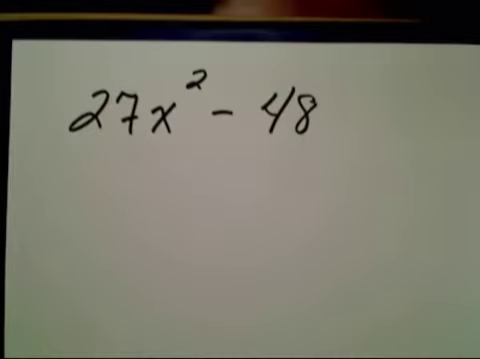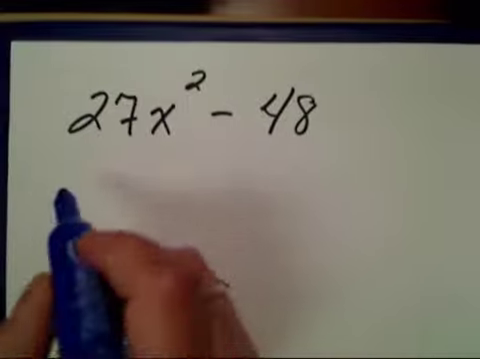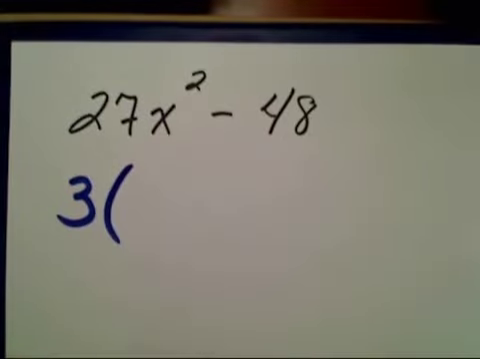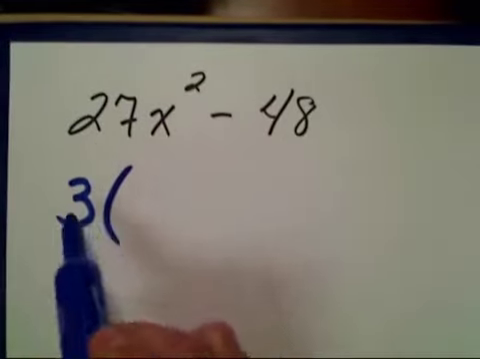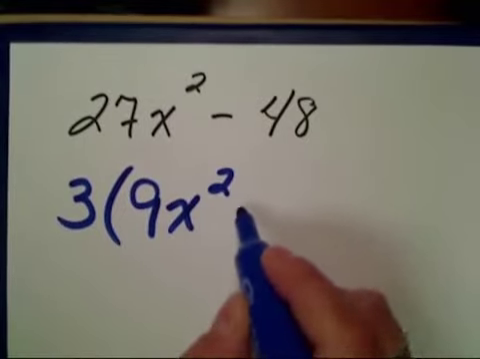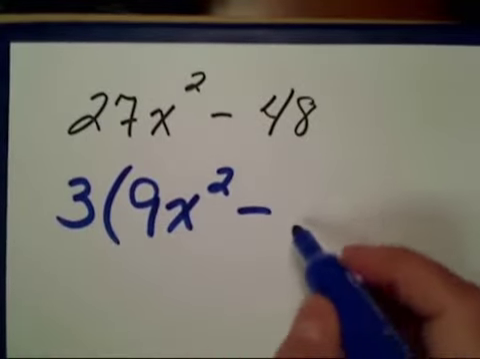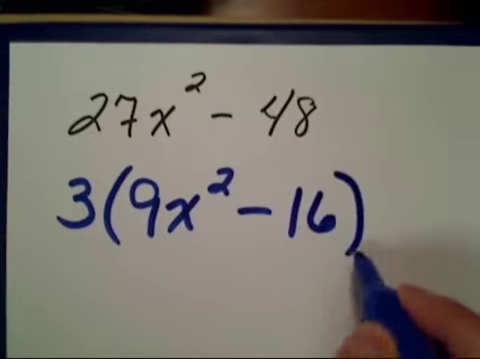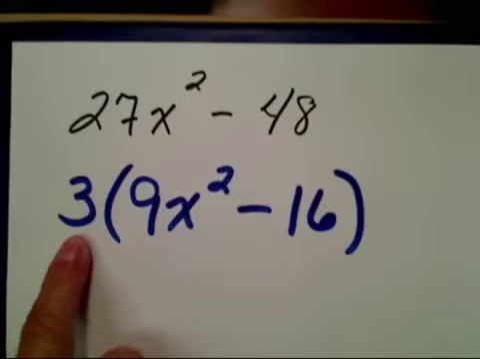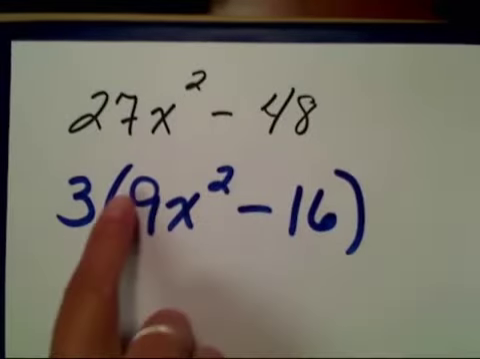It'll make your numbers smaller, easier to handle, and it'll let you go further in the factoring. So what goes into 27 and 48? Well, that's going to be 3. If I pull out a 3, what am I left with? 27 divided by 3 is 9, and the x squared still comes along for the ride. Minus, how many 3's are there in 48? 16. So now I have a greatest common factor of 3 on the outside, and I have this binomial inside.